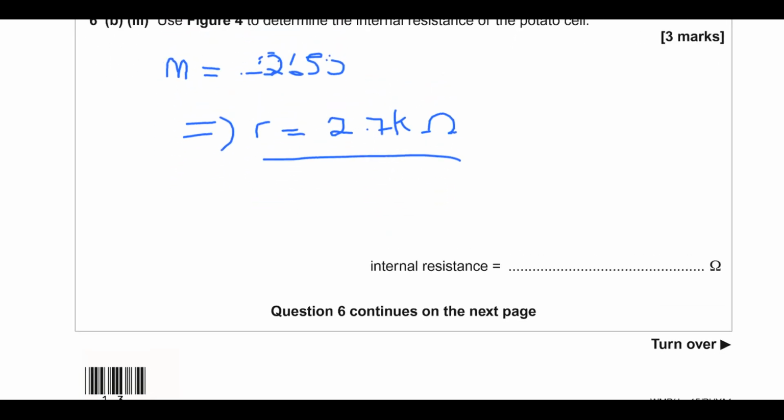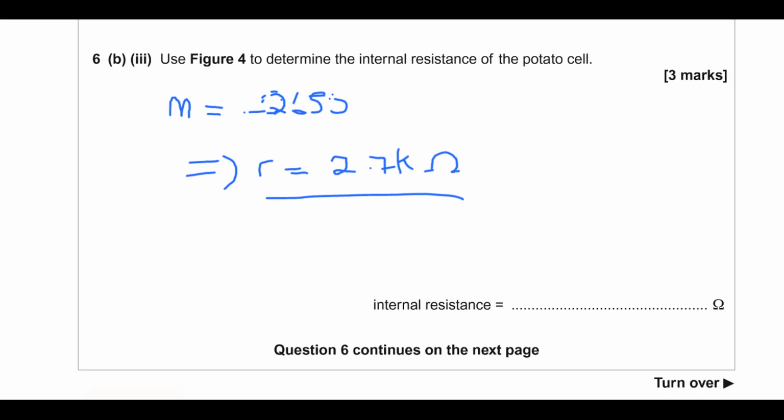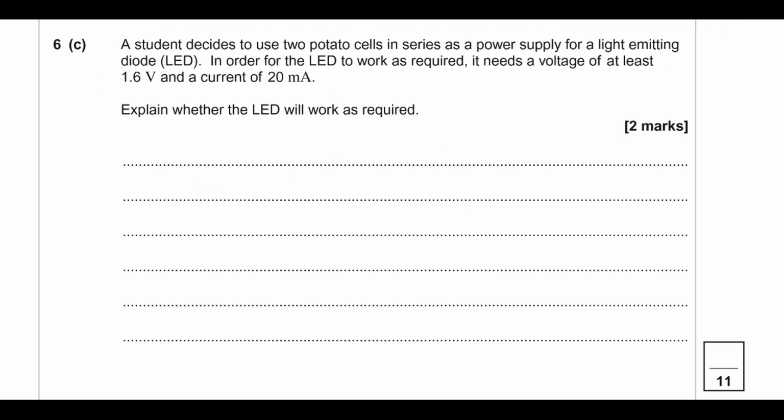Okay, so the next one I'm guessing is going to give us the EMF. A student decides to use 2 potato cells in series as a power supply for a light emitting diode. In order for the LED to work as required, it needs a voltage of at least 1.6 volts and a current of 20 milliamps. Explain whether the LED will work as required.